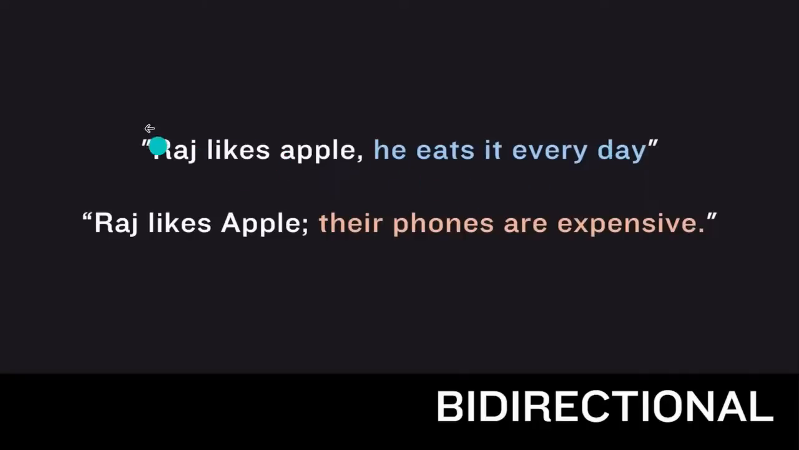Here Raj likes apple has a meaning. Here also Raj likes apple, but if you look at the context of the remaining things you have in the future, he eats it every day. So here the apple refers to the fruit. But in the other, Raj likes apple, their phones are expensive, it refers to the technology company Apple, which produces mobile phones. So the context may depend on the future upcoming words or even sentences you have in your particular paragraph or corpus. So it is required to understand your future words, the entire text, and then come back and have the meaning or interpretation here.